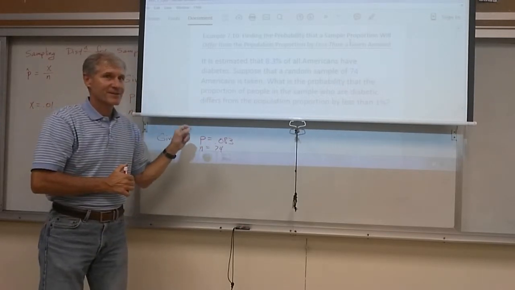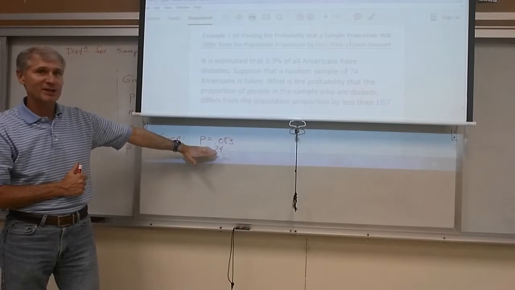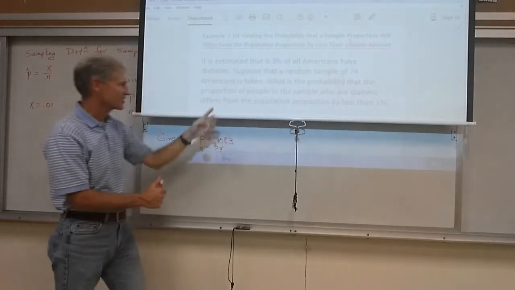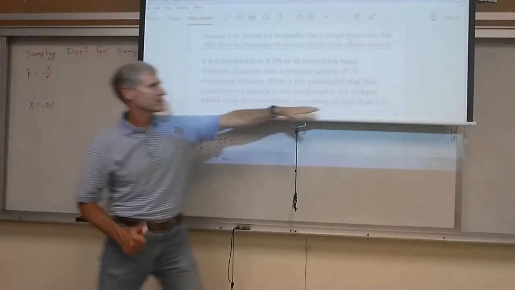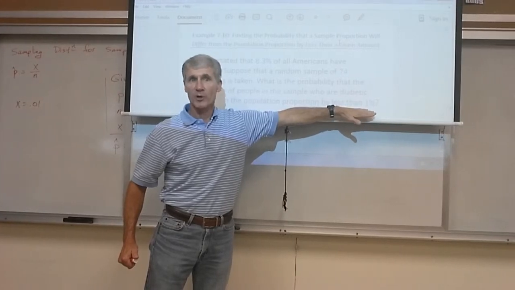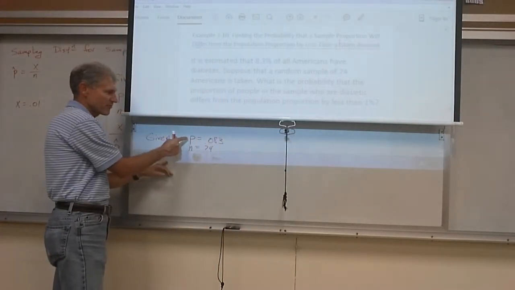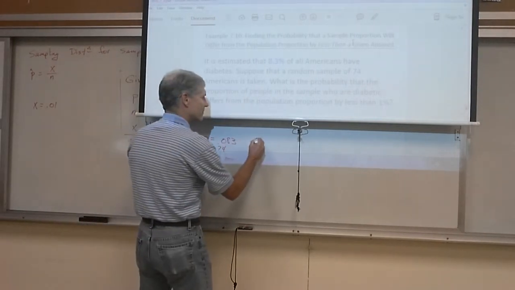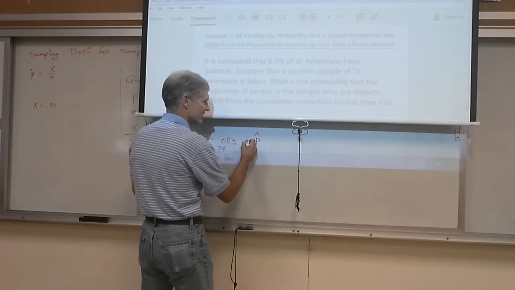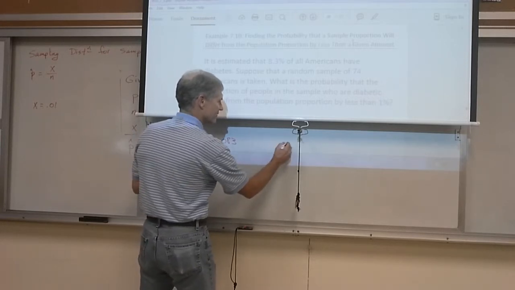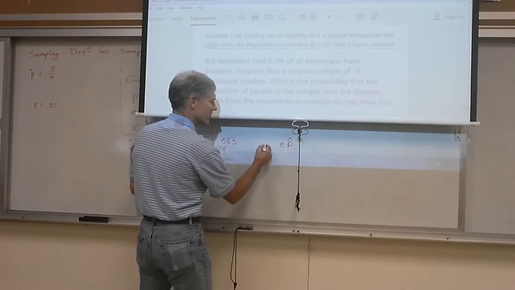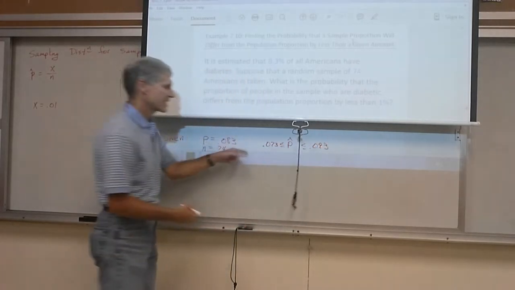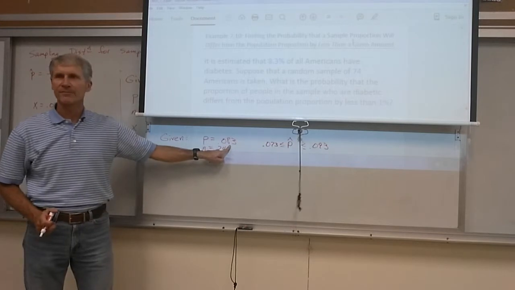Now, they're good here at trying to trick you, because they give you a percent here, but down here they talk about proportions. So you have to convert this to a proportion. What is 1%? 0.01. So what's differing from P by 0.01? P hat is between 0.073 and 0.093. Isn't that being 0.01 away from here?